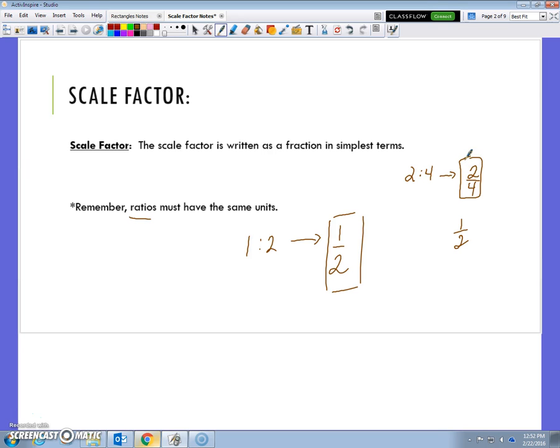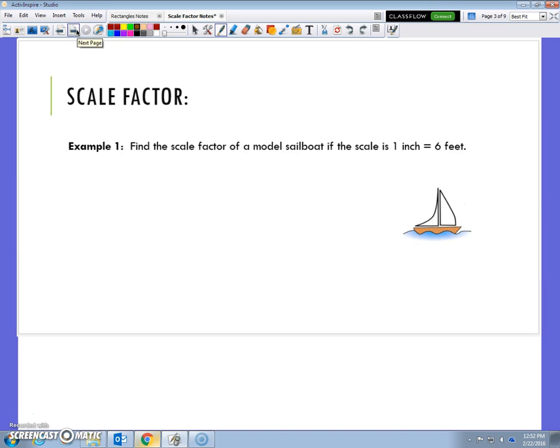All right, the really big deal is that scale factors have the same units. It's a really big deal. So for our first example here, all it says is find the scale factor of a model sailboat if the scale is 1 inch equals 6 feet. So before I do anything, I'm going to write this little fraction here so we're clear on what the scale factor is. So what we have here is the model compared to the actual object. And that's really important. We have the model compared to the actual object.